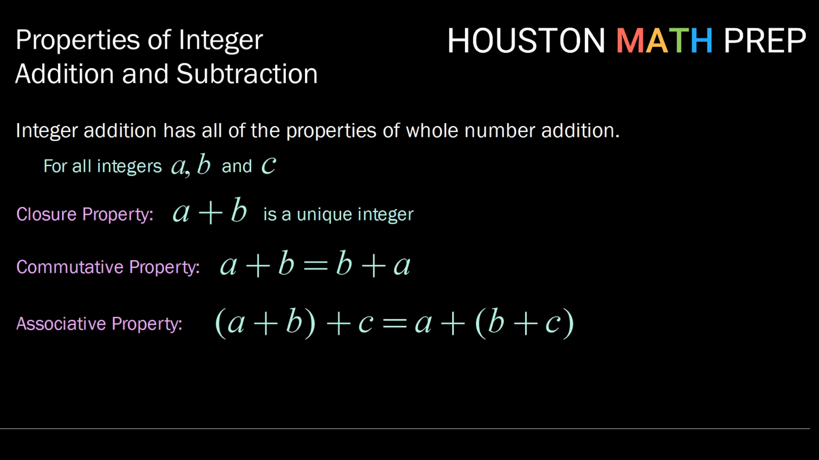The associative property has to do with grouping, so we can take a plus b and then add it to c, or we can add a to the grouping b plus c. Finally, we have the identity property, which said that we had the additive identity 0, which was the unique value that had a plus 0 equal to a, which was equal to 0 plus a. Now that was just a brief overview, but for a full explanation of these properties, check out our video on properties of whole number addition and subtraction.